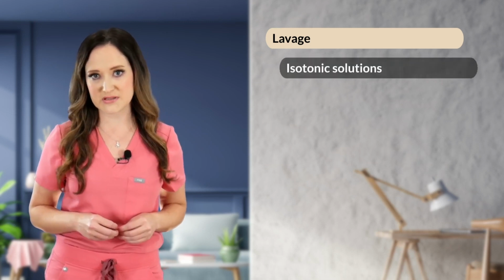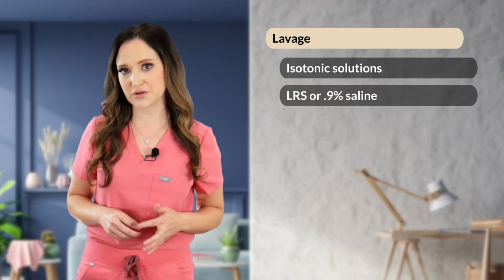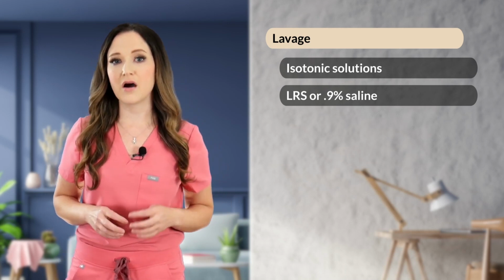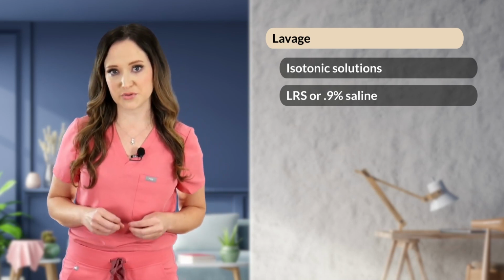After removing dead tissue and exploring the wound and manually removing obvious large pieces of dirt and debris like leaves or sticks, the wound can be lavaged with a variety of solutions. Isotonic solutions like lactated Ringer solution or 0.9% saline are the most commonly used lavage solutions.